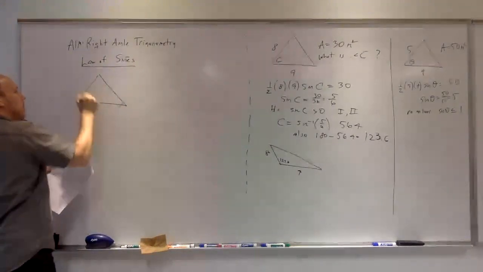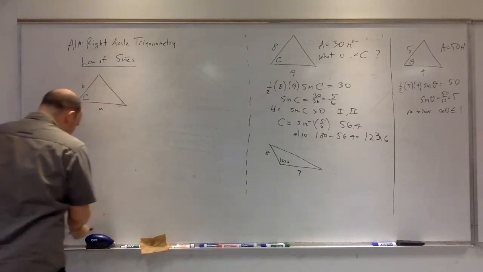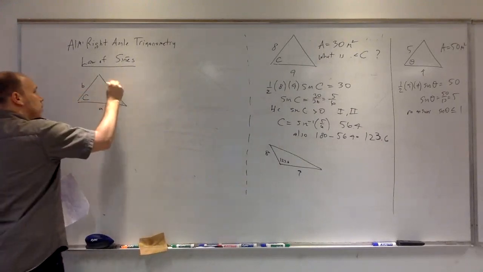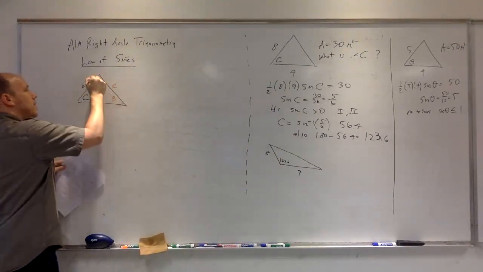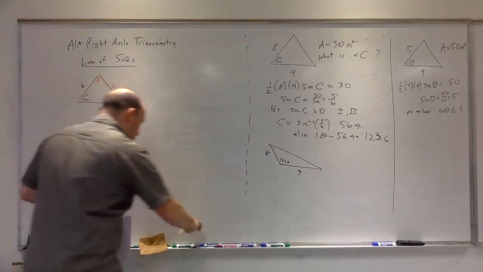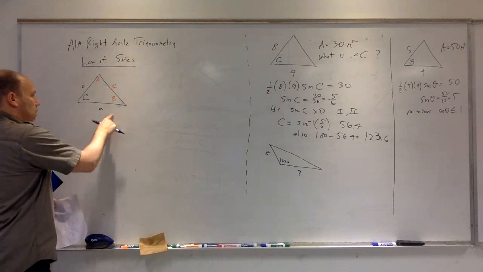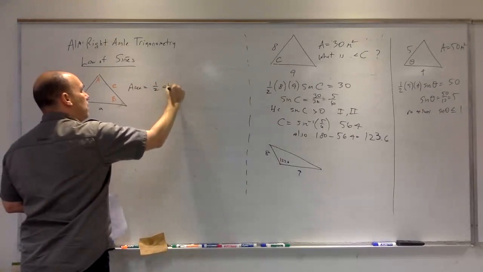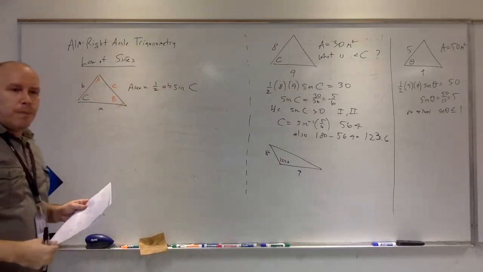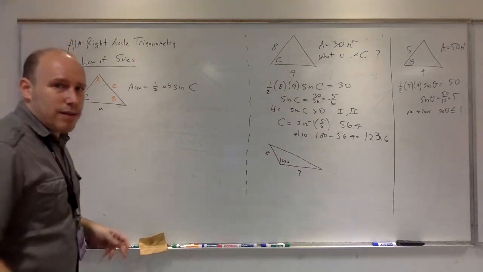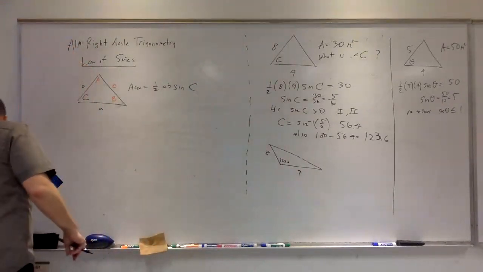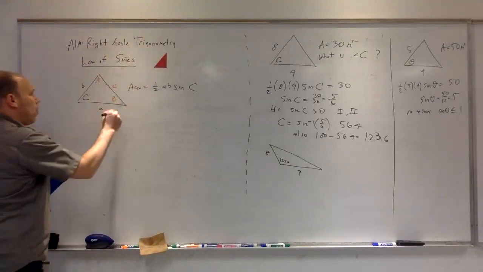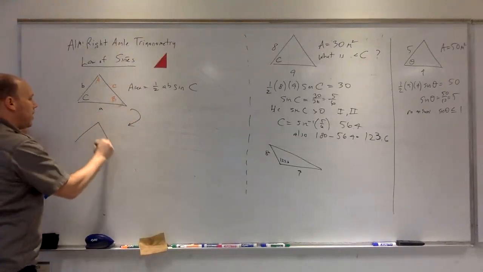We have a triangle, C, A, B, right? And then technically I could fill these other sides in. I could call this little side C, this is big B, and this is big A, right? Now, the area here was 1/2 AB sine C. Now, I'm going to take this triangle and rotate it. So it now looks like this.